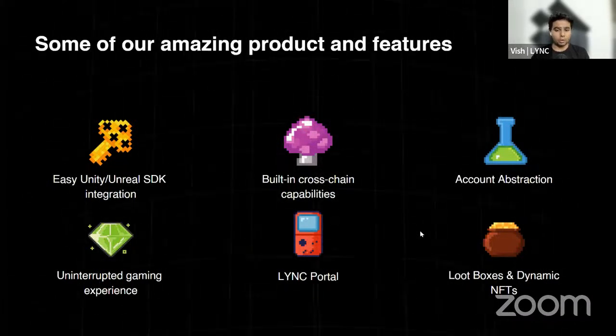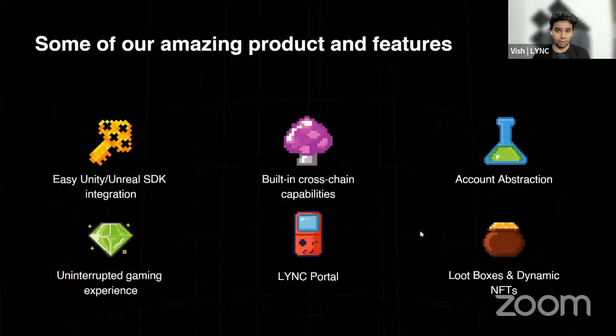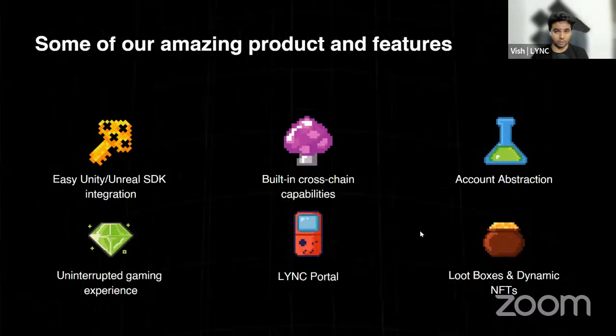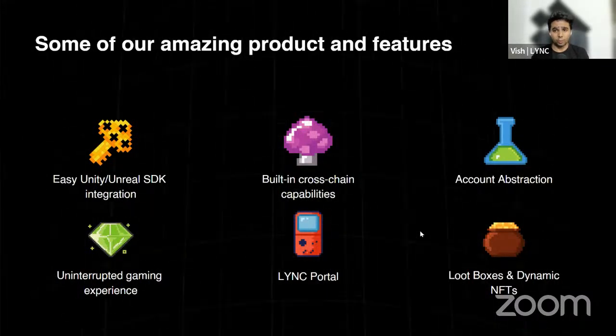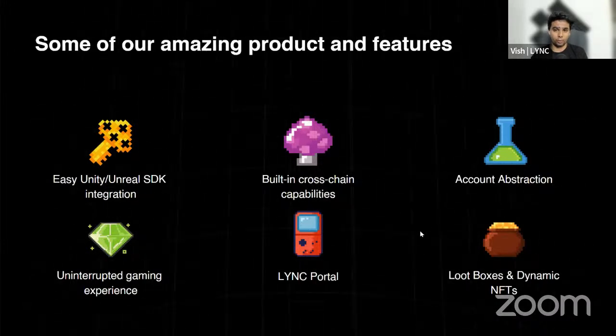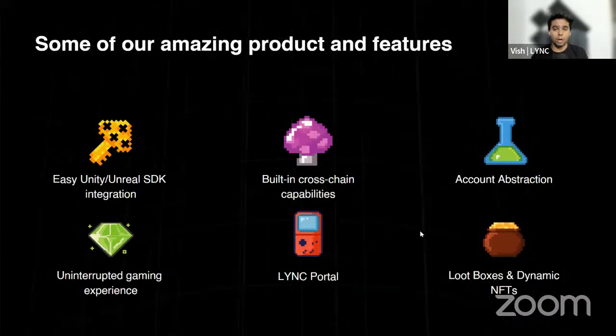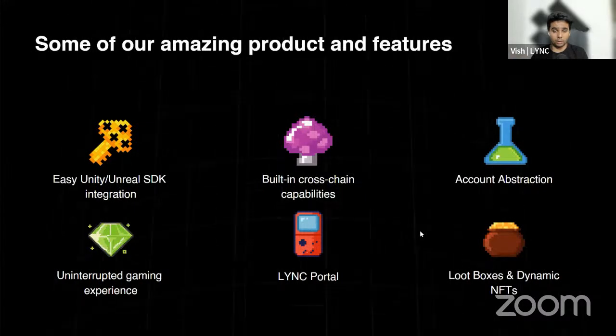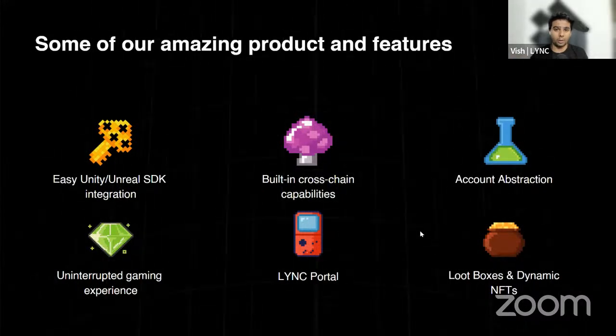Built-in cross-chain capabilities. We also provide cross-chain capabilities, and we are using Axelar GMP for that, so people do not have to worry about being restricted to one chain, because they can explore the possibilities of going cross chain via Link.